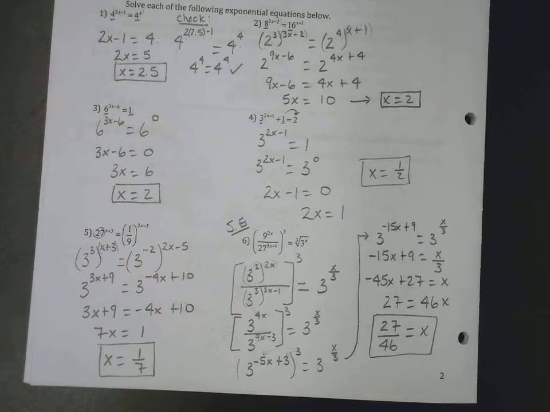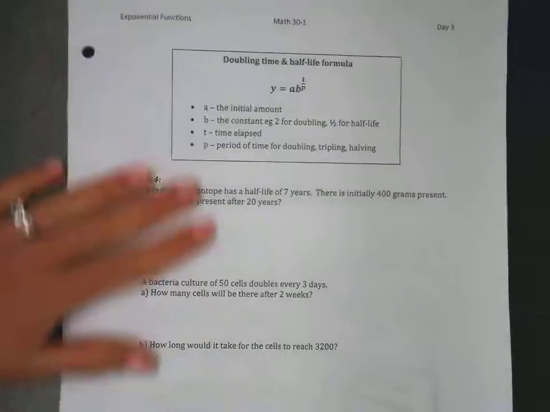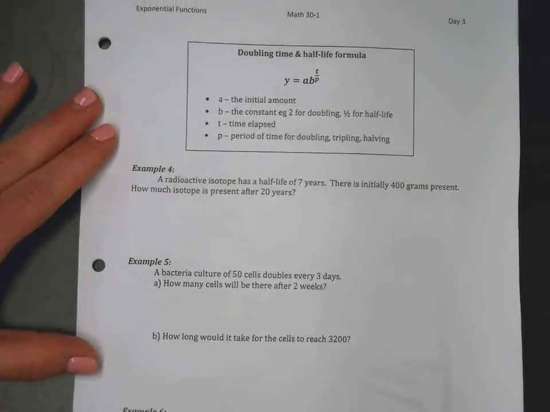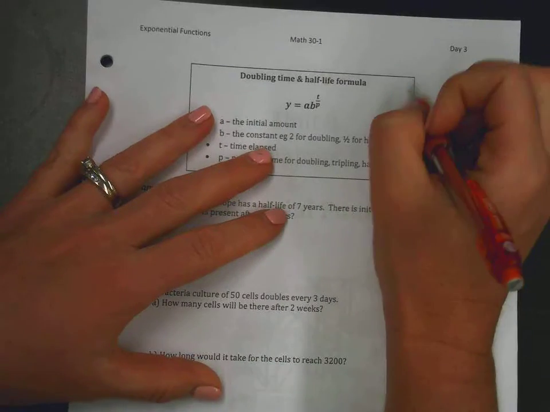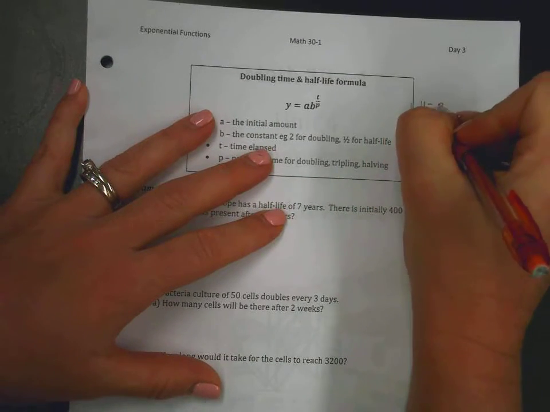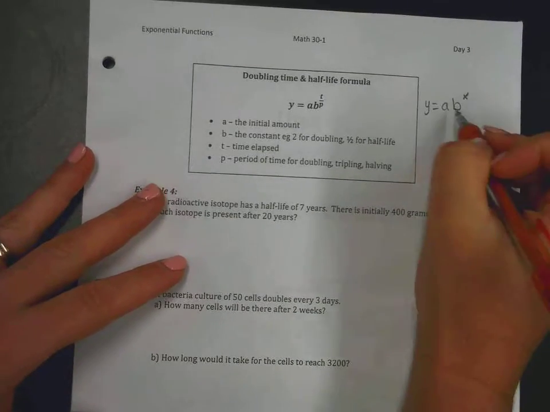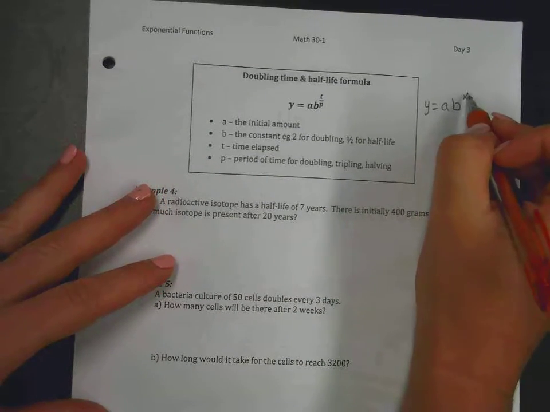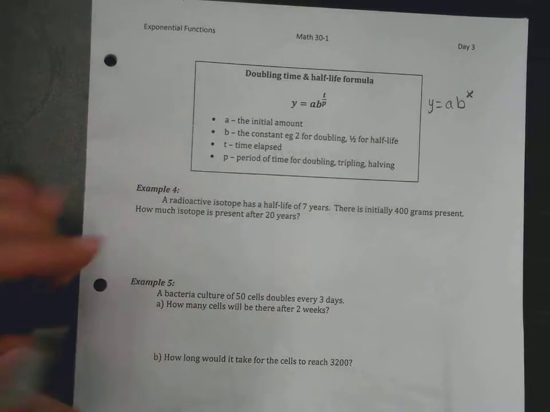Okay, so after solving equations, the last thing we're going to talk about is another formula for solving exponential functions. We're talking about the doubling time, half-life time formula. Similar to our basic exponential equation formula that we use for compound interest, it's a times b to the power of x. This formula actually relates to doubling time or half time.